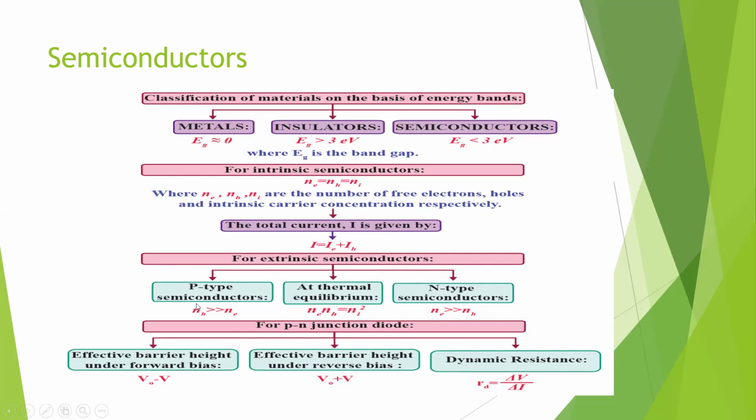In a p-type semiconductor, the number of holes will be very large compared to the number of electrons, and that is, the majority carriers are holes in p-type, and in n-type the majority carriers will be electrons. Okay, for a PN junction diode, the effective barrier height under forward bias is V naught minus V. Effective barrier height under reverse bias is V naught plus V. So the dynamic resistance RD equals delta V by delta I.